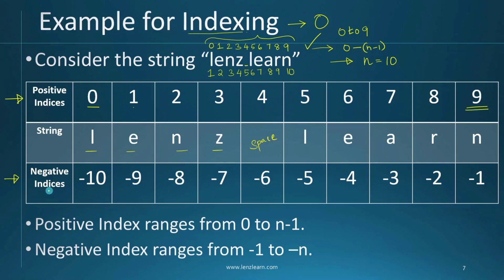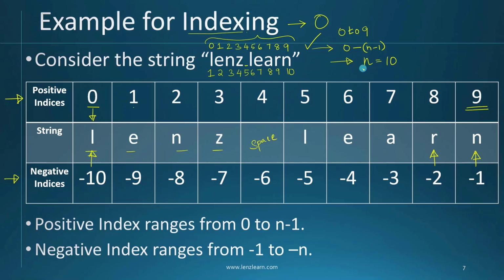Now the negative indexes are very simple to understand. The last character of the string is represented with -1. You cannot give 0 here because 0 is already used for the first character in positive indexes, so you cannot use that there because it will confuse Python. So I have to start with -1. -1 represents the last character in the string, -2 represents the character before the last character. It goes all the way back up till -10, which represents the first character here.